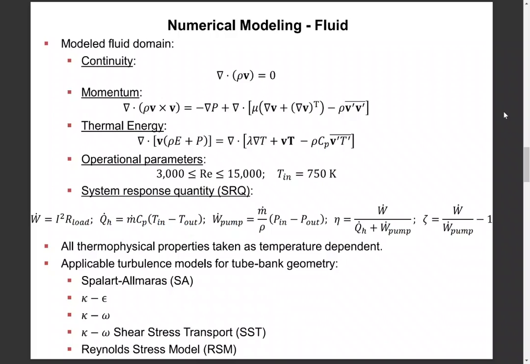To model the fluid domain, a Reynolds-averaged Navier-Stokes formulation of the momentum and thermal energy equations were applied, in addition to the continuity equation.